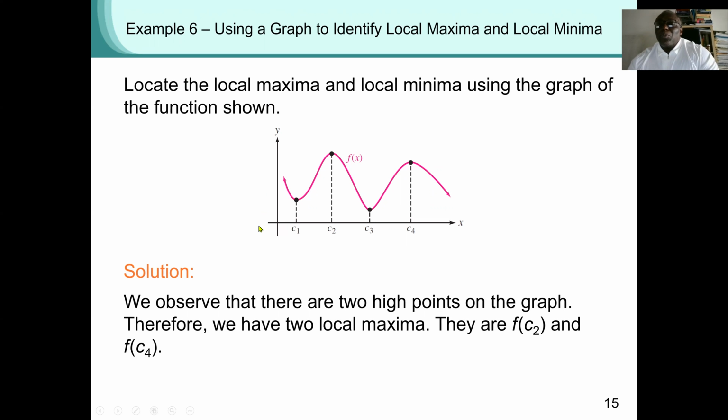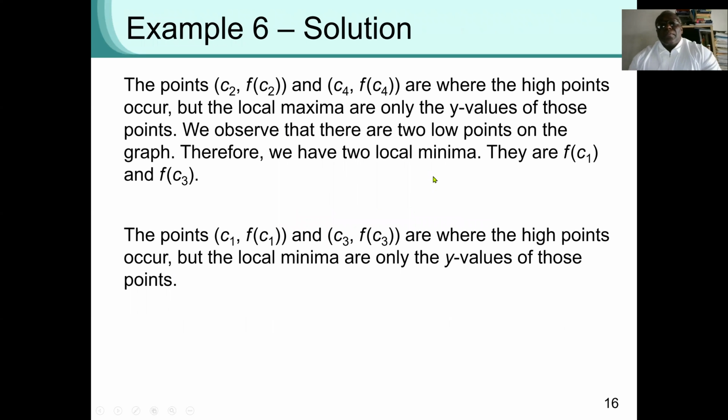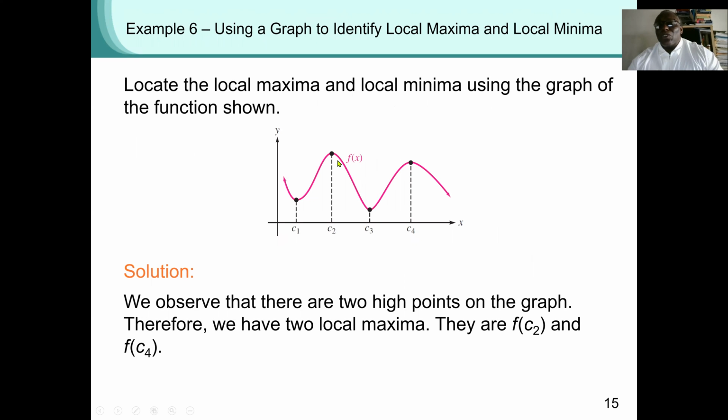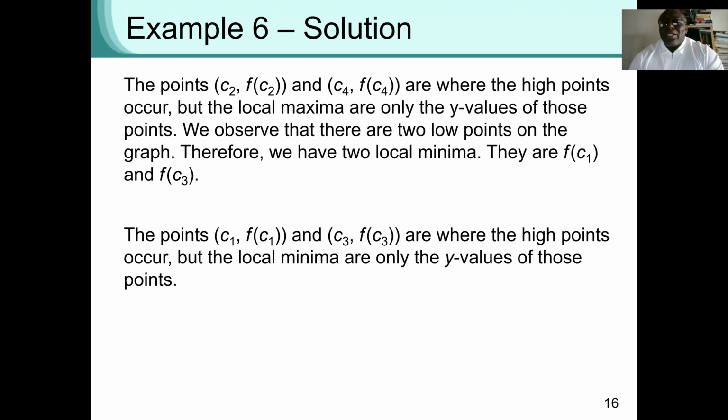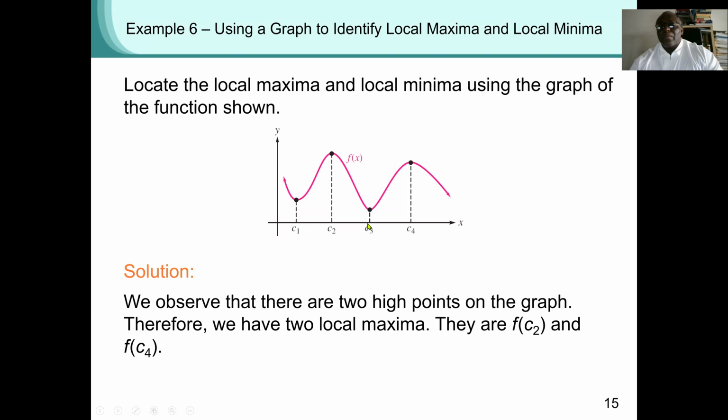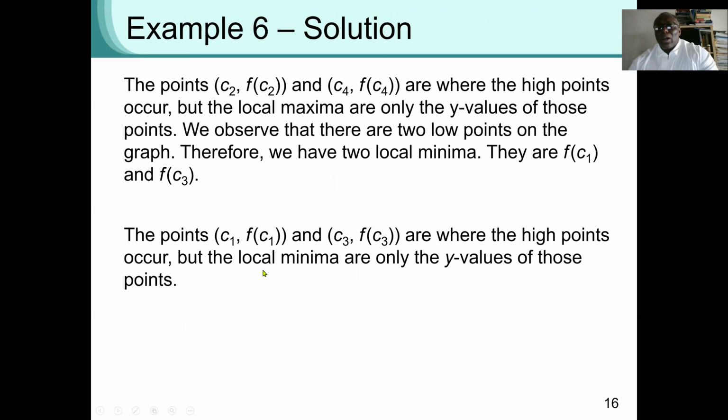Here they say we should locate the local maxima and local minima using the graph of the function. So C3 will be a local minimum, C4 will be a local maximum. Now the points C2, f at C2, and C4, f at C4, are where the high points occur. So those will be the local maxima. Maximum means high, so C2 and C4 are where we have the two highest points. Now we observe that there are two low points on the graph. Therefore, we have two local minima, which are C1 and C3. The points C1, f at C1, and C3, f at C3, are where the low points occur, but the local minima are only the y values of those points.